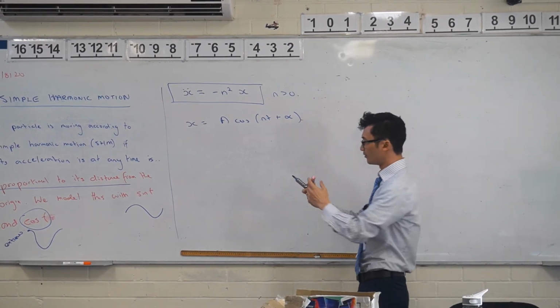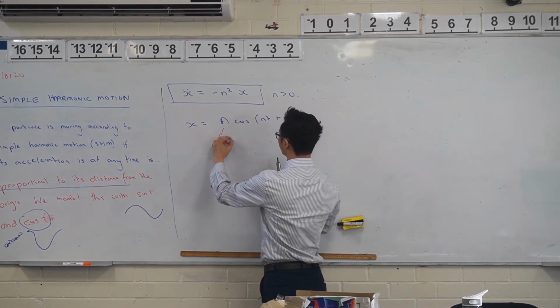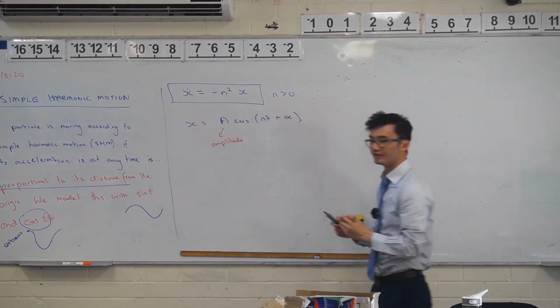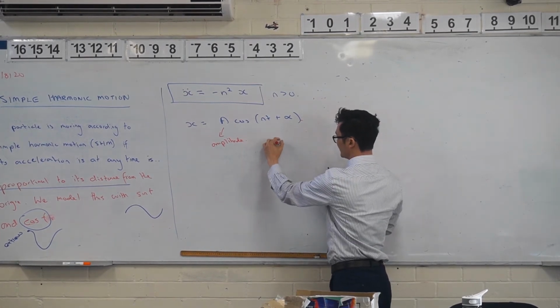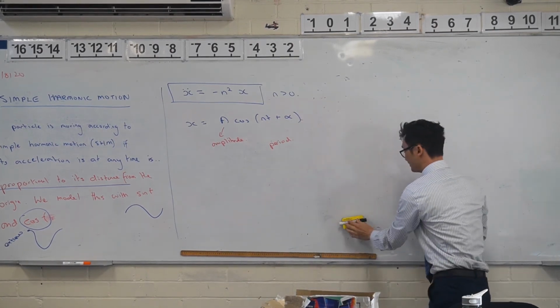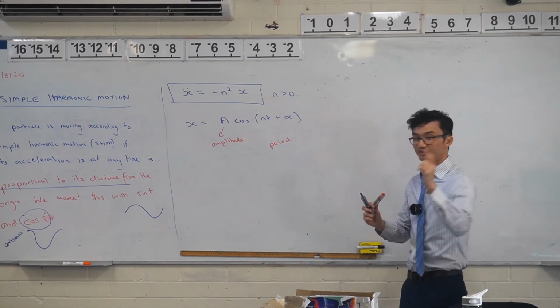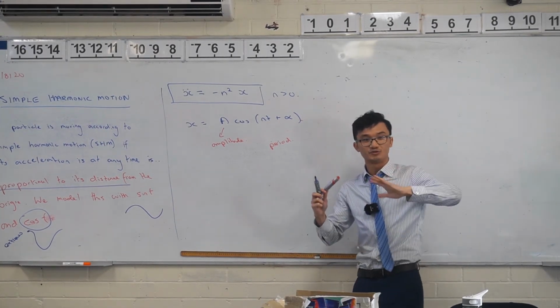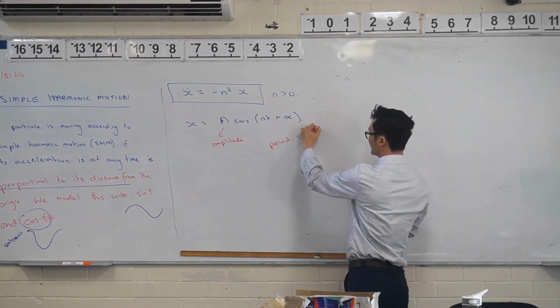Just think about some general properties. Right, we know A is the amplitude. What would be the period for this guy? What's the period of this kind of curve? Yeah. So think about just your normal trig properties, right? So it's just 2 pi on n.